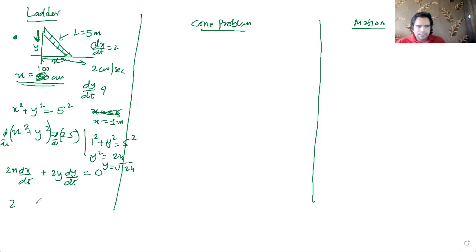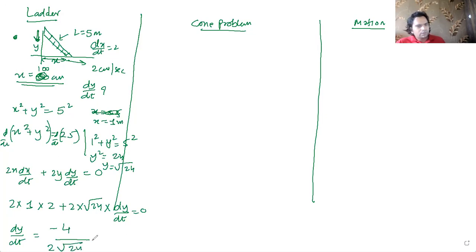So next step is to put these values. So 2 times x, which is 1 meter, times dx by dt, which is given as 2, plus 2 times y, which we got as root 24, times dy by dt equals 0. So we get dy by dt equals negative 4 over 2 times root of 24. So that simplifies to negative 2 upon root 24. You can further simplify this, of course. So that's how you find out the rate of change of y with respect to time.